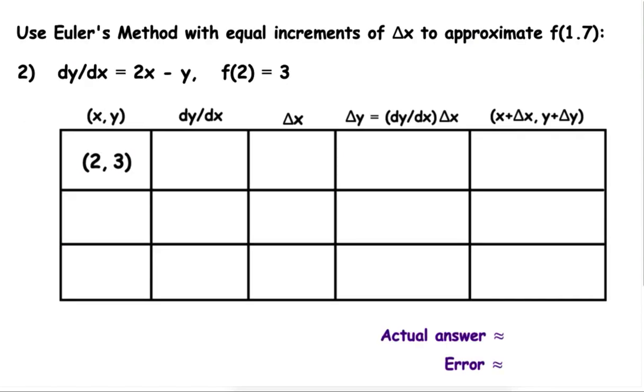All right, let's try another one. This time the derivative is 2x minus y, and the original point is (2, 3). I want to know what happens at the point (1, 7). That's where I want to end up at. So I have to figure out what my delta x is. They told me to do equal increments, so I must be going down by 0.1 each time.